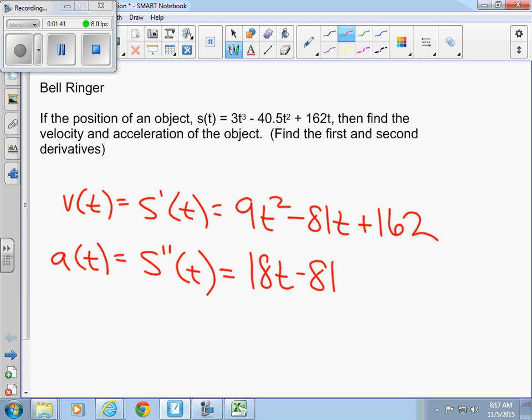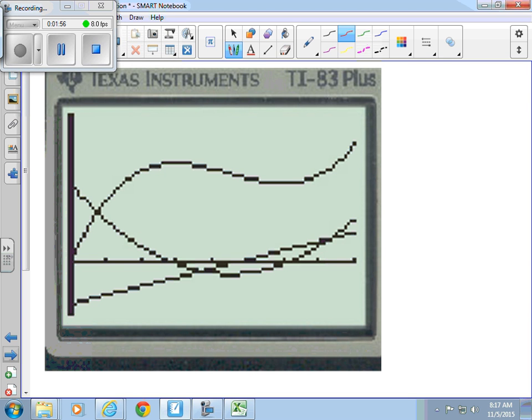And so today we're going to learn what all we can find out about an object's movement based on these two things. We're going to spend a couple of days on that, but what all can we find out about an object based on the velocity? This is a graph of all three of those on the same grid. The position was that cubic, the velocity was the quadratic, and the acceleration is the line.